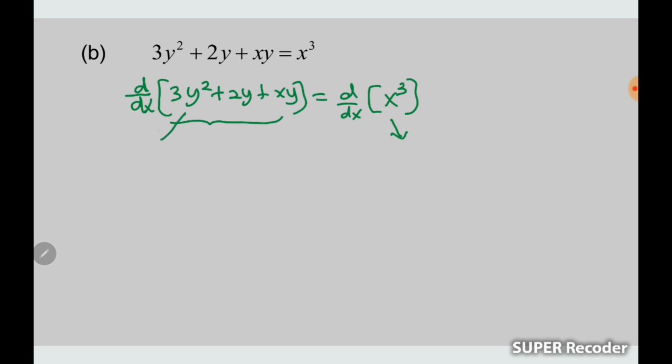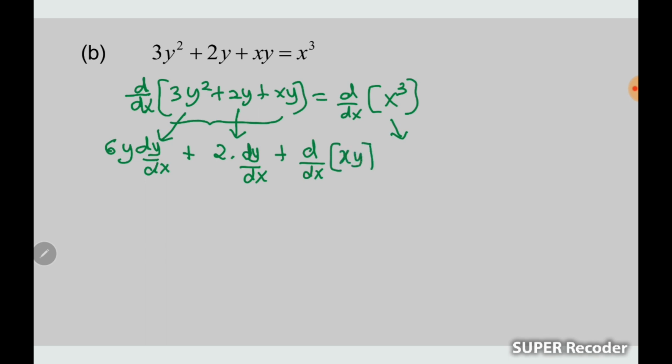Now I will differentiate 3y squared first. Differentiate 3y squared with respect to x. The answer is 3 times 2, the answer is 6y. Then you have to differentiate y, followed by dy/dx, plus differentiate 2y. The answer is 2, differentiate y, dy/dx, plus differentiate d/dx of xy. Okay, we will do this one later. Then differentiate x cubed. The answer is 3x squared.